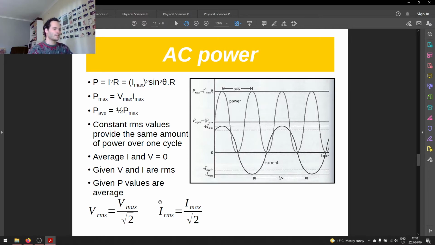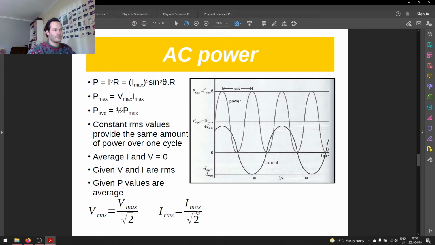And what this allows us to do is we can then calculate my VRMS and my IRMS. RMS stands for root mean squared. The way that I do these calculations is you take your maximum voltage and just divide it by the square root of 2. To find my RMS current, I take my maximum current and divide it by the square root of 2. That's all I have to do to find my VRMS and my IRMS.